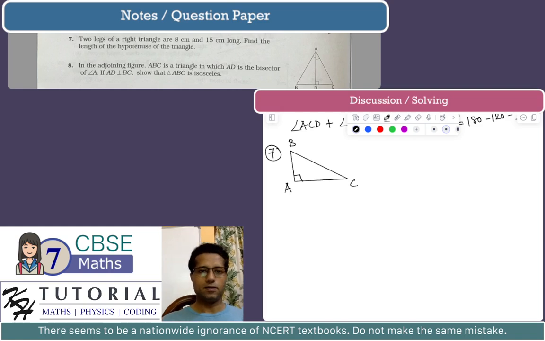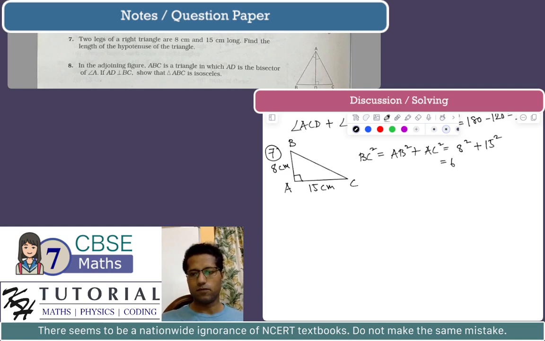It is said that the two legs of a right angle triangle are 8 cm and 15 cm long. So let's say this is 8 cm and this is 15 cm. Find the length of the hypotenuse of the triangle. Using the Pythagoras theorem, we know that BC square is equal to AB square plus AC square. This is equal to 8 square plus 15 square.